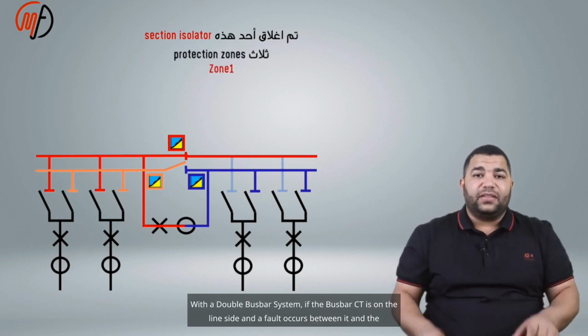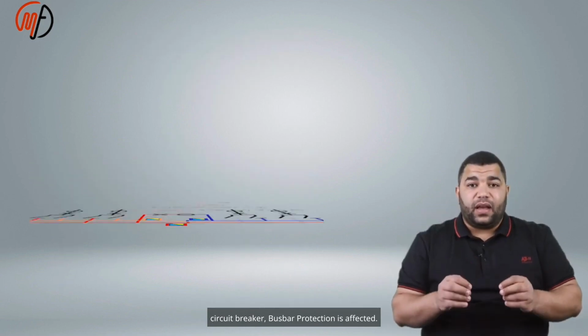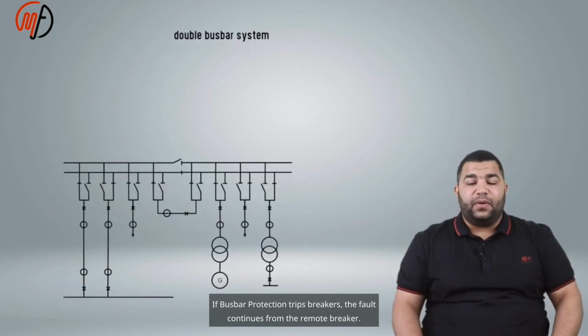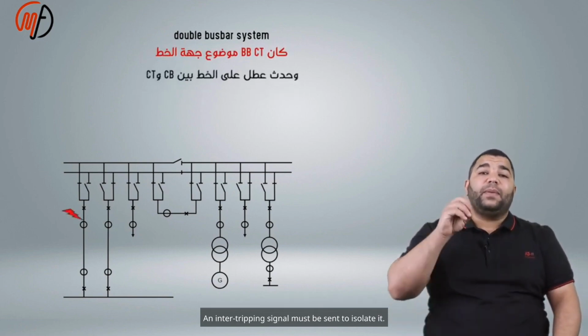With a double busbar system, if the busbar CT is on the line side and a fault occurs between it and the circuit breaker, busbar protection is affected. If busbar protection trips breakers, the fault continues from the remote breaker. An inter-tripping signal must be sent to isolate it.